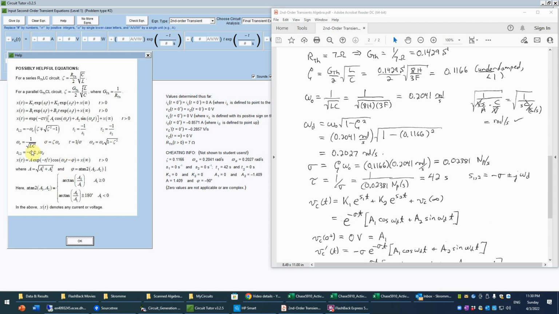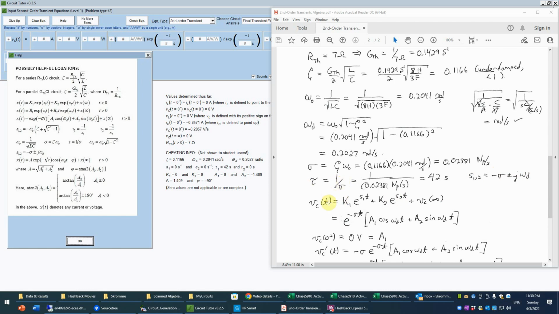And so our tau would be right here. It's 1 over sigma. We just take the reciprocal of sigma, 0.02381 Nepers per second. That works out to be about 42 seconds. And remember that the natural complex frequencies can be expressed as negative sigma plus or minus j omega d. That's kind of why that notation is introduced for the real and imaginary parts there.